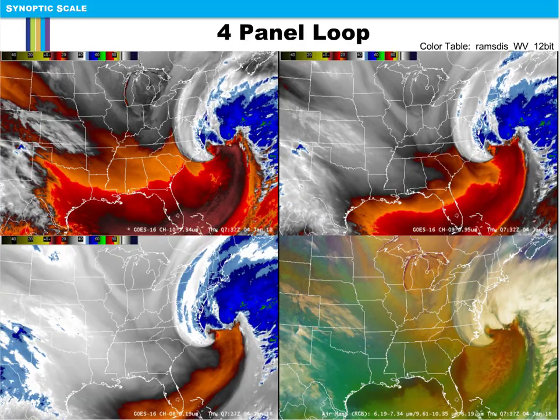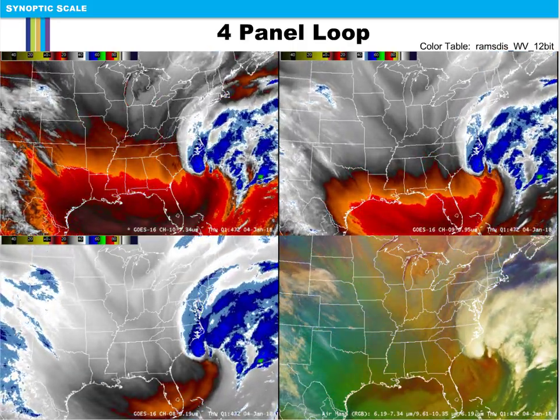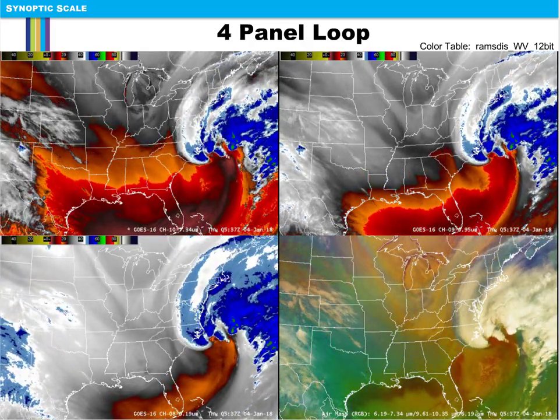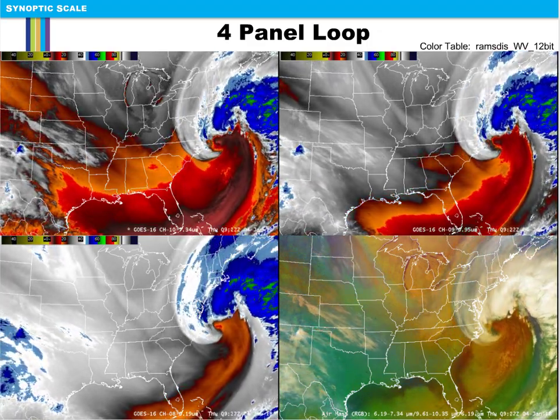This relative trend in the dry slot appearance can be used not only in single-channel time trends, but also multi-channel time trends to assess the depth of the dry slot. The cyclone in its mature phase should have the most well-defined dry slot signature.